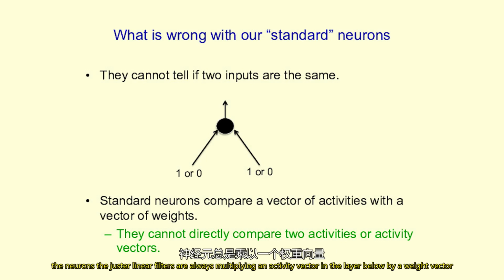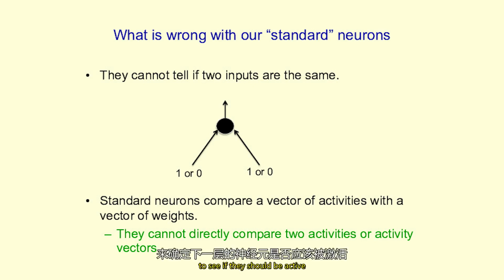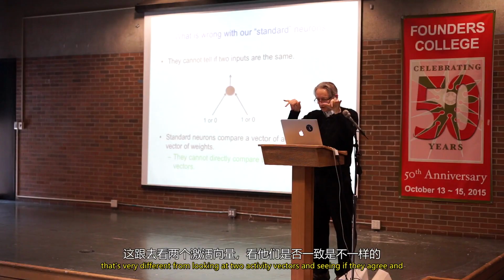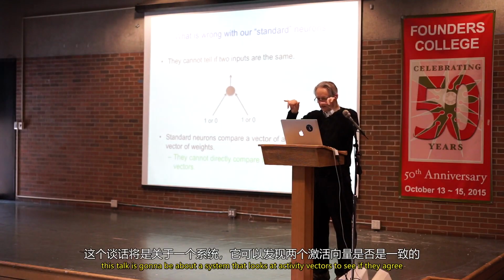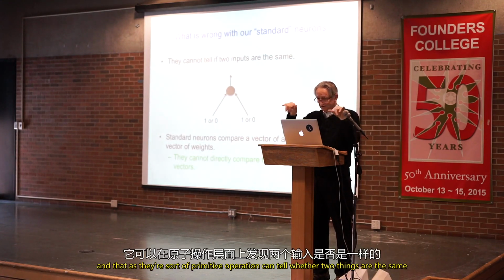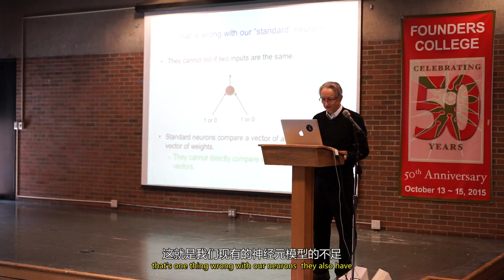The neurons that are just linear filters are always multiplying an activity vector in the layer below by a weight vector to see if they should be active. That's very different from looking at two activity vectors and seeing if they agree. This talk is going to be about a system that looks at activity vectors to see if they agree, and that, as a primitive operation, can tell whether two things are the same. That's one thing wrong with our neurons.